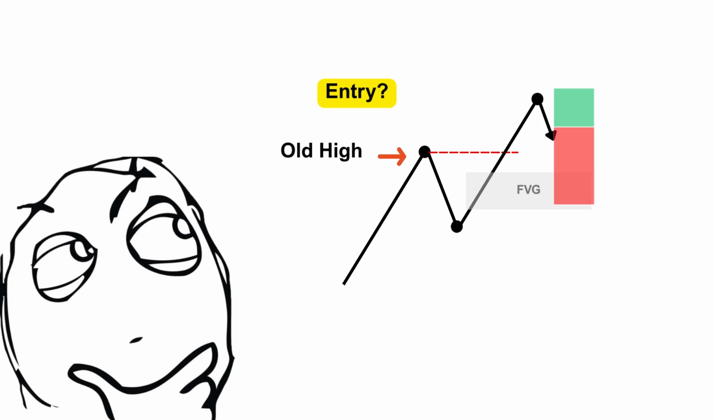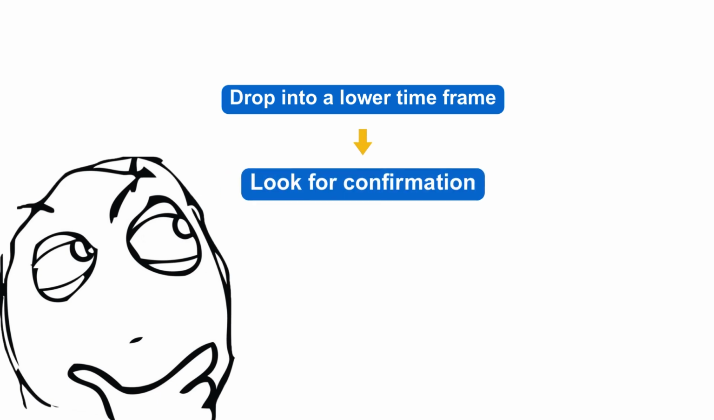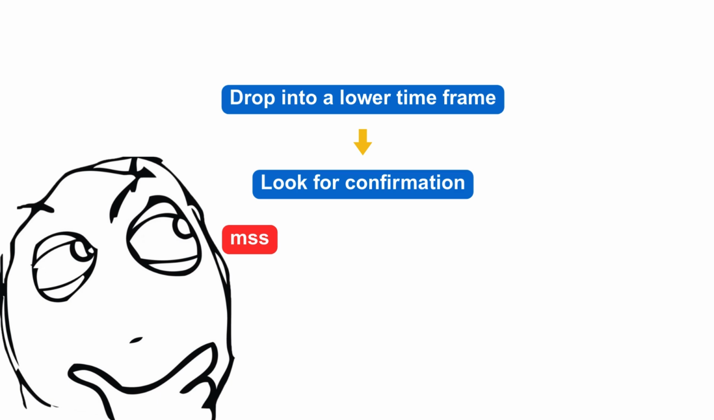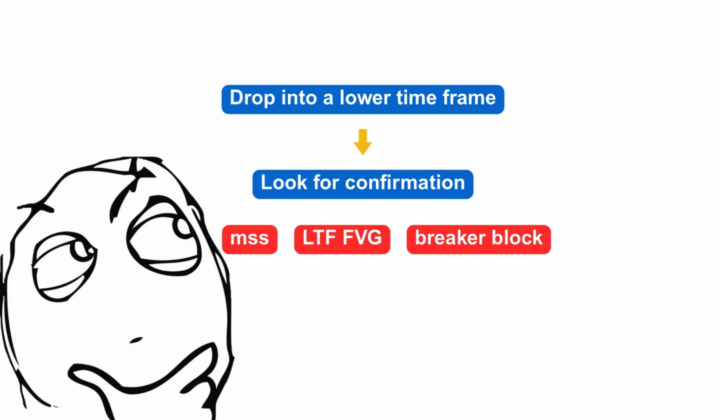So what do many ICT traders do at this point? They drop to a lower time frame and look for confirmation. Market structure shift, MSS, a supporting fair value gap, a breaker block at the point of reaction. Other forms of price action, confluence. And that is exactly my point.